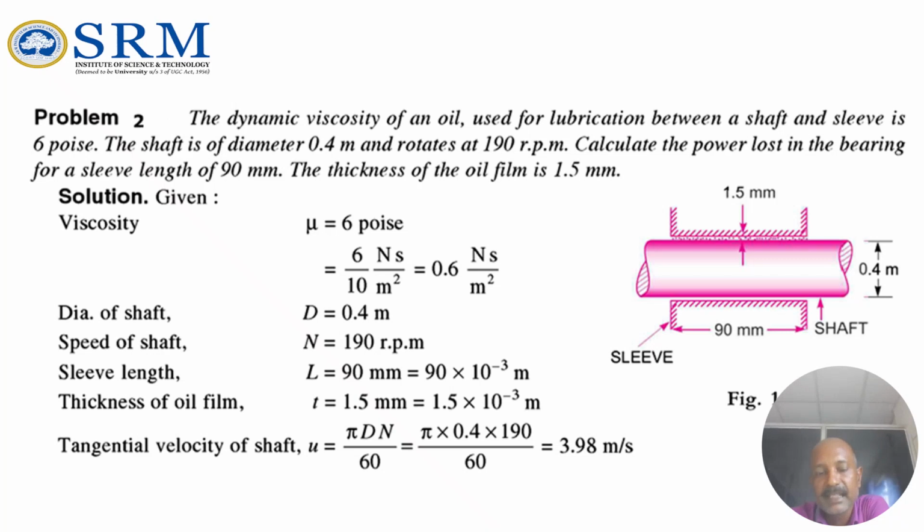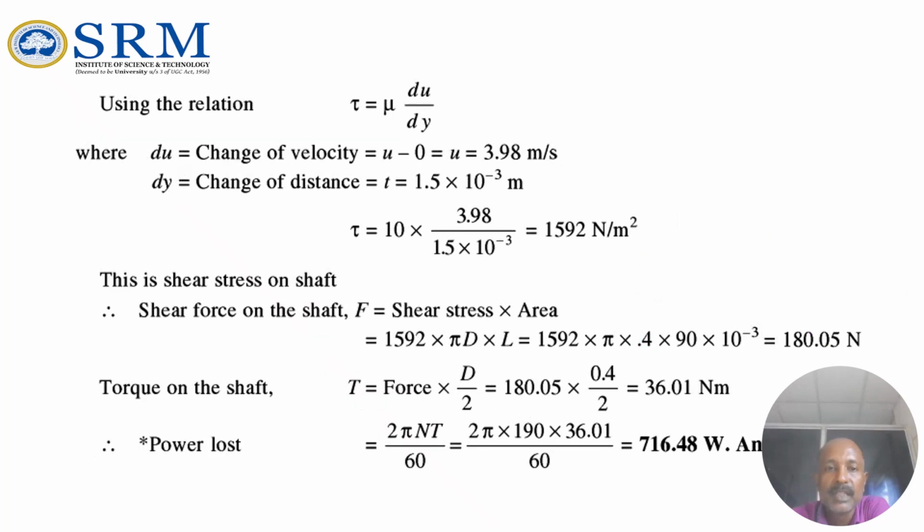Next you find the tangential velocity of the shaft. You know u equals pi D N by 60. The diameter is 0.4, N is 190, divided by 60, and you get the tangential velocity of the shaft, 3.98 meter per second. Next, Newton's law of viscosity, tau equals mu du by dy. Mu is given, velocity change is given as 3.98 meter per second, and thickness change is also given. Mu is 6 poise given as dynamic viscosity. Then you put in the values and get tau equal to 1.92 Newton per meter square.